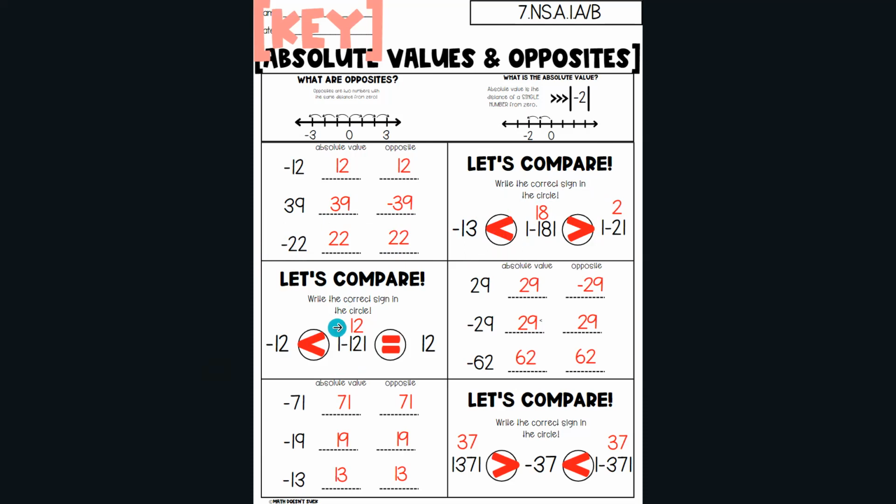Again, we're going to write the value. So negative 12, the absolute value is 12. Negative 12 is less than 12, which is equal to 12.